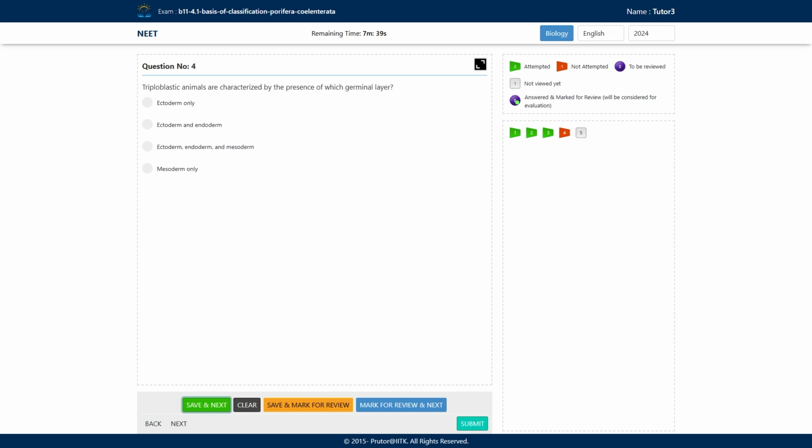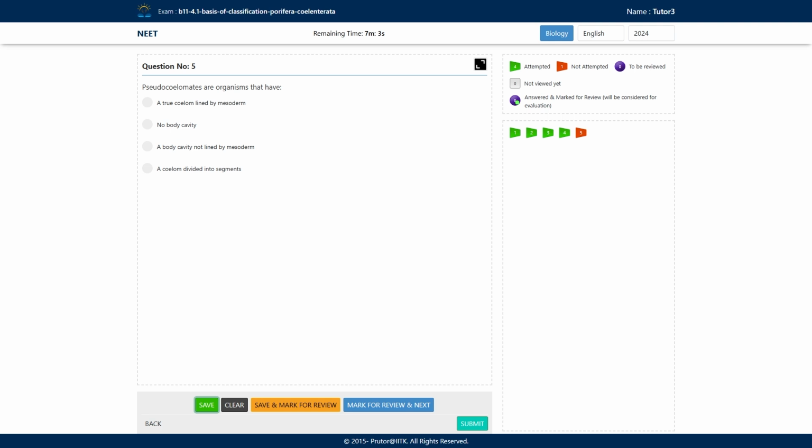Next question. Triploblastic animals are characterized by the presence of which germinal layers? Triploblastic, 3 germ layers are there. Echinoderms only, ectoderm and endoderm, C. ectoderm, endoderm, and mesoderm, and D. mesoderm only. So triploblastic organisms are those having 3 germ layers: ectoderm, endoderm, and mesoderm, right? So we will opt for this, save it, and move to our next question.